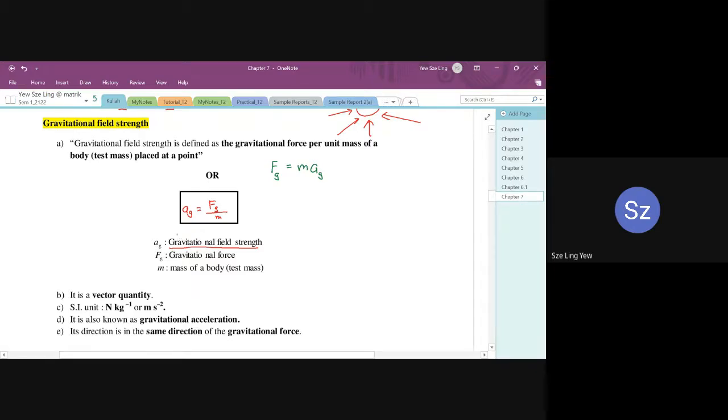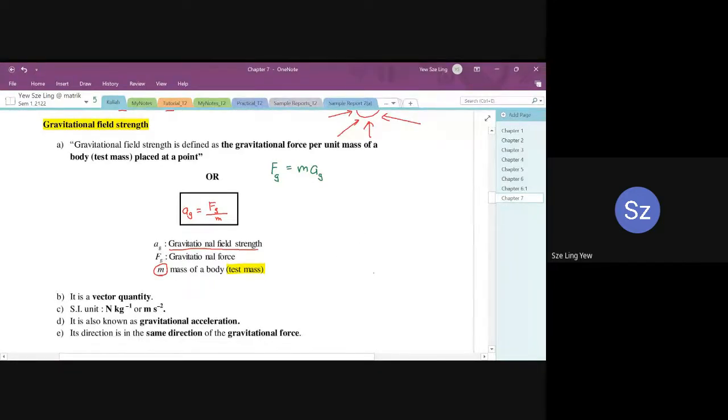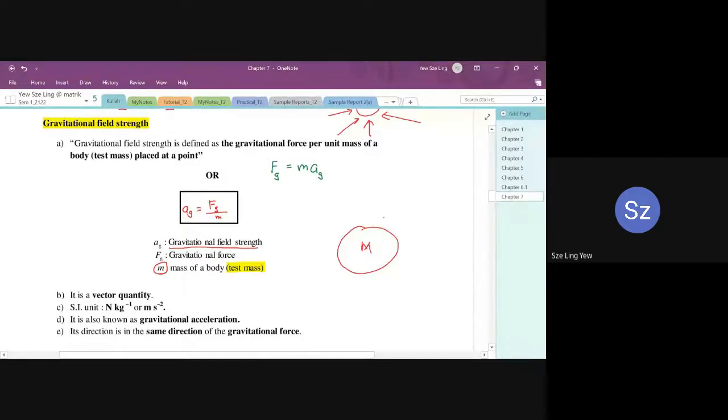So again, if you look at this equation, you have to be careful with the m. The m used in this equation is the mass of a body, a test mass. Now, what does it mean by test mass? A test mass is the mass that you can move around in the questions, that usually we move around to test the value at different positions. So for example, now this is the Earth, and then this is you.